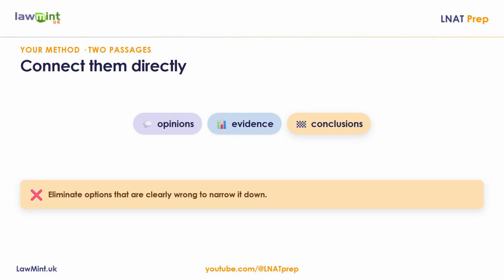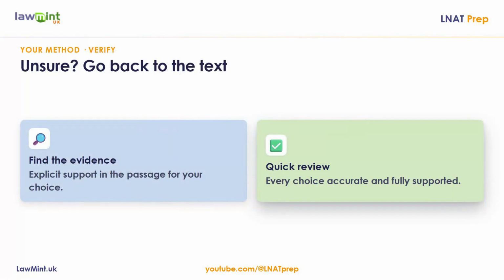Use your understanding of the text to eliminate incorrect options. Rule out any answer choice that is clearly wrong. This process of elimination makes it far easier to narrow down your final options. If you feel unsure about an answer, always refer back to the passages. Check the relevant sections to verify your understanding and to find solid, explicit evidence that supports your choice.